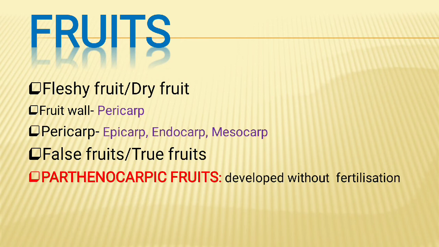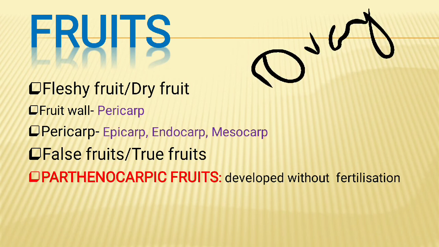Next classification is false fruits and true fruits. As we have come across in the first diagram during the fruit formation slide, a flower with an apple cut end portion of that diagram. So how are fruits actually formed? By the ovary. If the fruits are formed by the ovary, then such fruits are called true fruits.